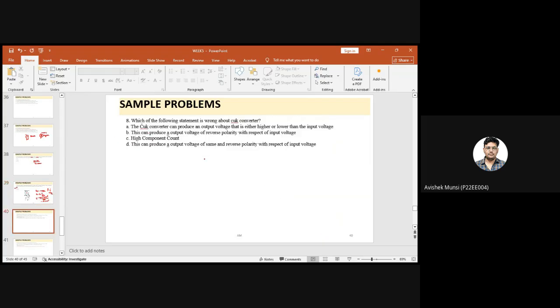Next, which of the following statements is wrong about a Cuk converter? A Cuk converter is also a DC-DC type of converter, which looks like this. This is an inductor, switch, capacitor, and diode here. Inductor and another capacitor here.